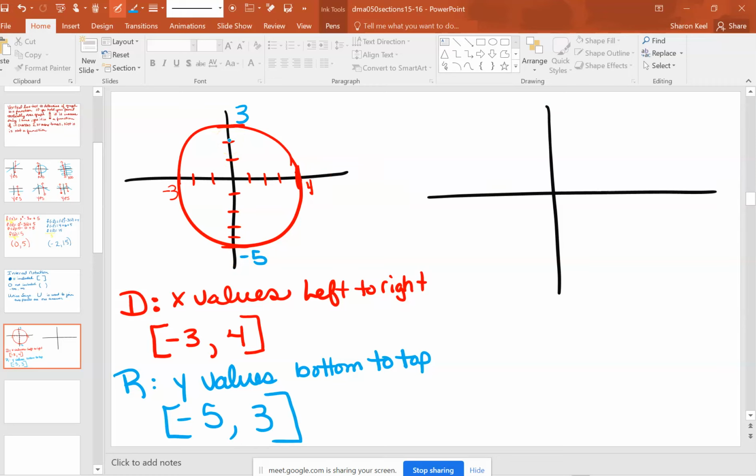Okay. Let's say we have this. All right, so for this one, let's change our colors here. My domain is left to right. So as I go to the arrow, I'm going to notice this arrow means it's going to keep going on and on forever. If something keeps going left forever, that's going to be negative infinity.